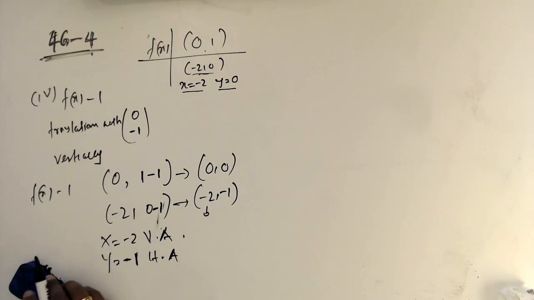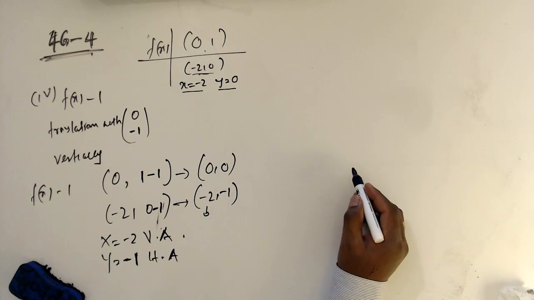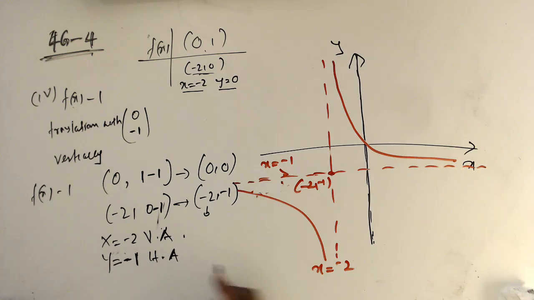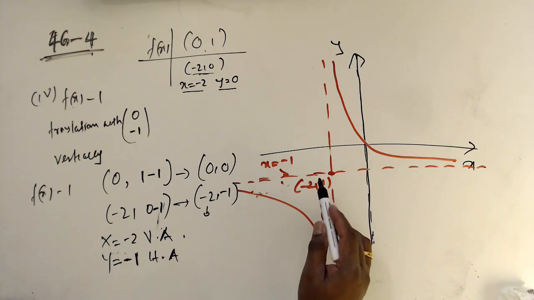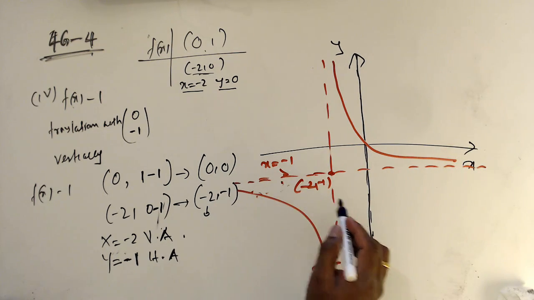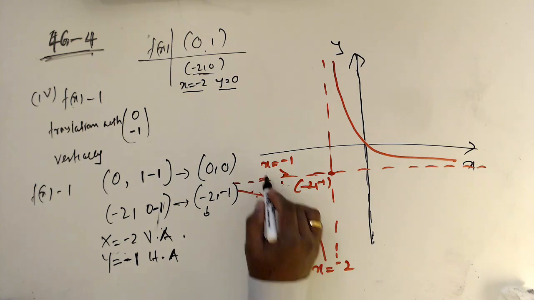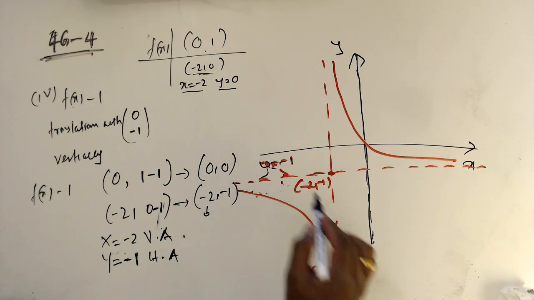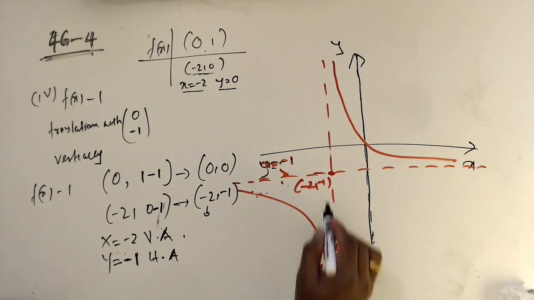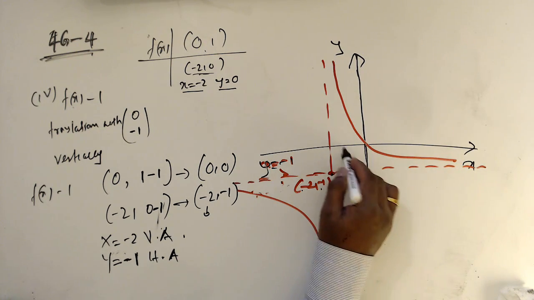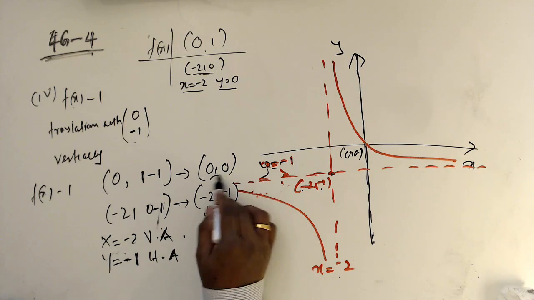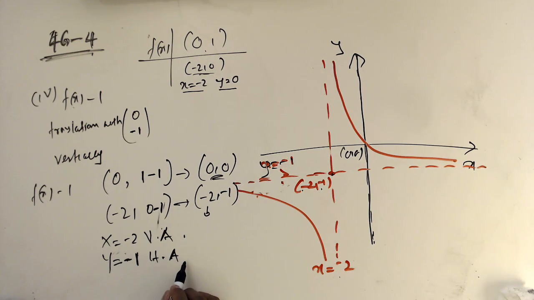Now we can draw the graph. Now I draw the graph. This is the x equals minus 1 line. Sorry, this is the y equals minus 1 line. This is x equals minus 2. This point is minus 2, minus 1. And this is 0, 0. And yes, and done.